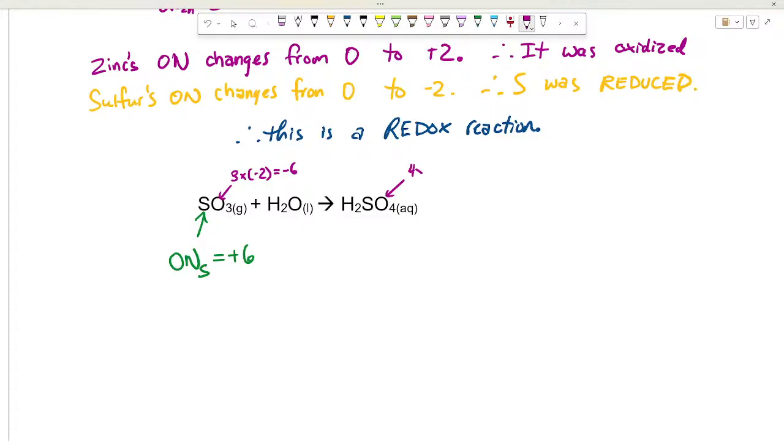Okay, what about over here? The 4 times -2 would give us -8. What about the hydrogens? 2 times +1 would give us +2. The whole thing has to sum to 0. So what's sulfur giving us here? The oxidation number of sulfur is +6.